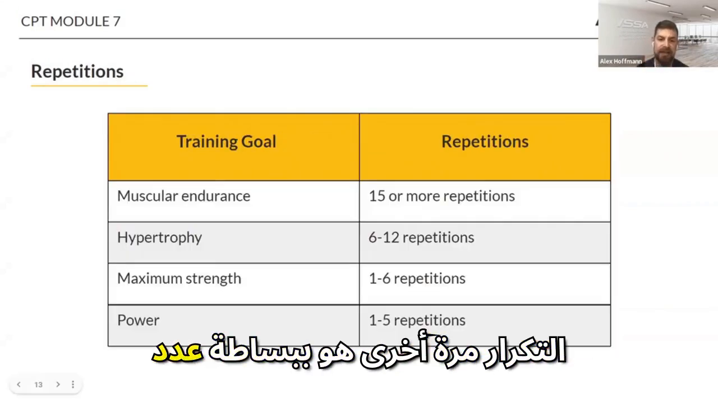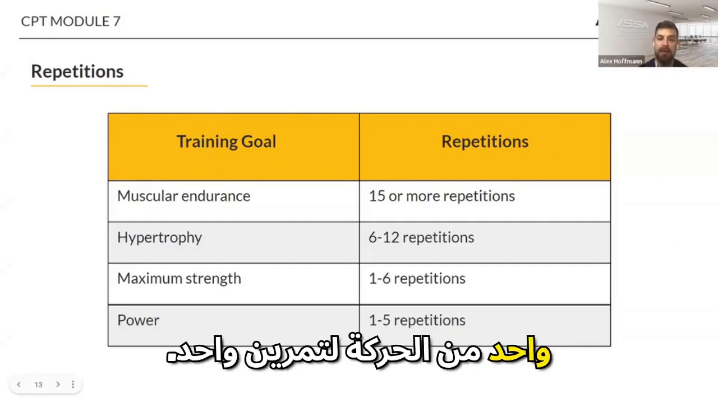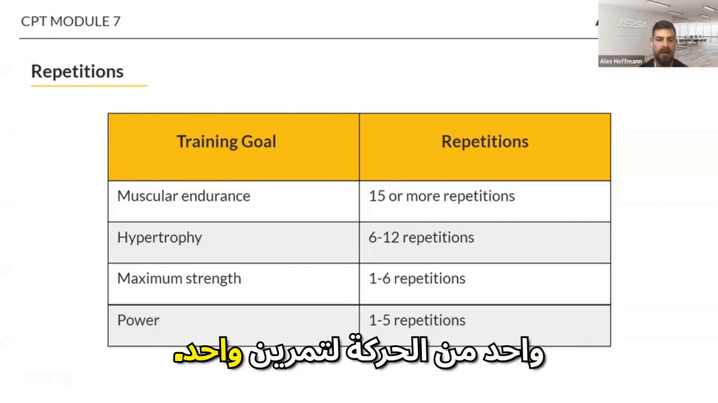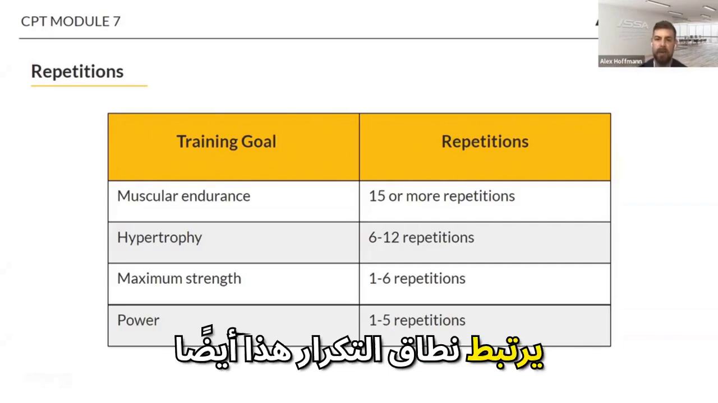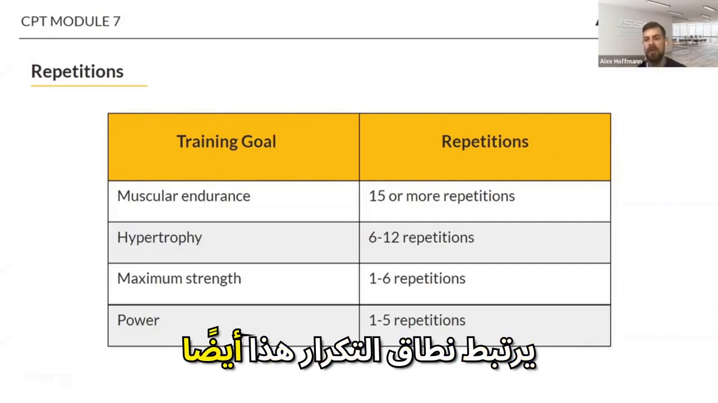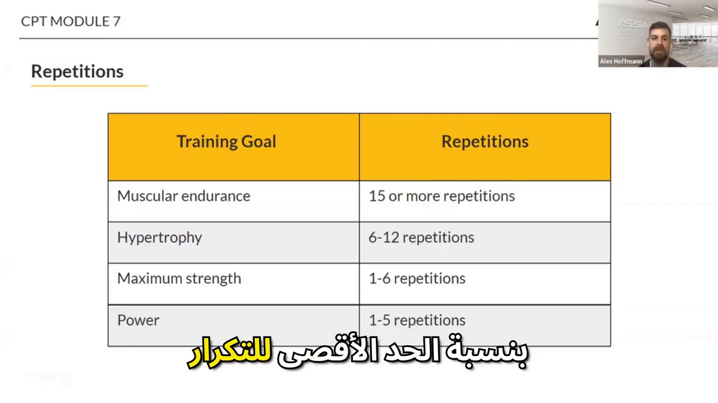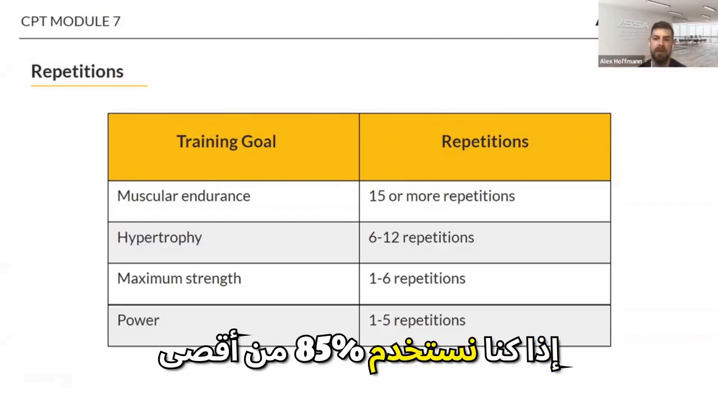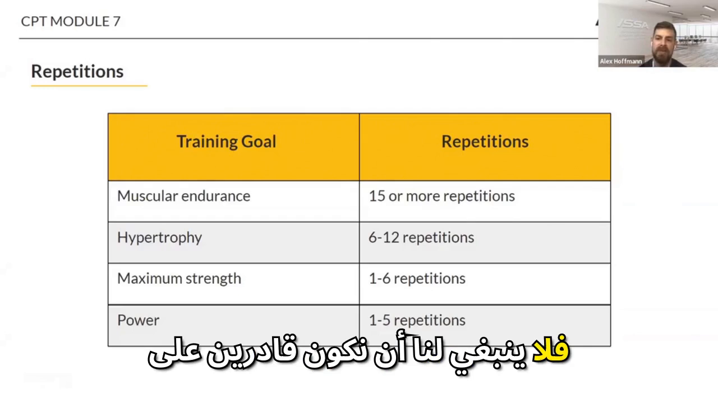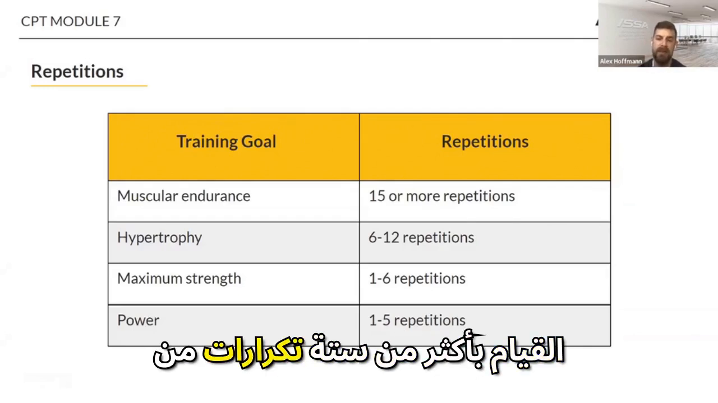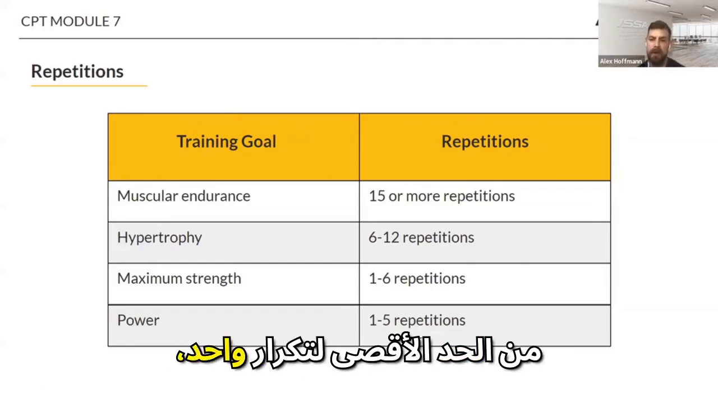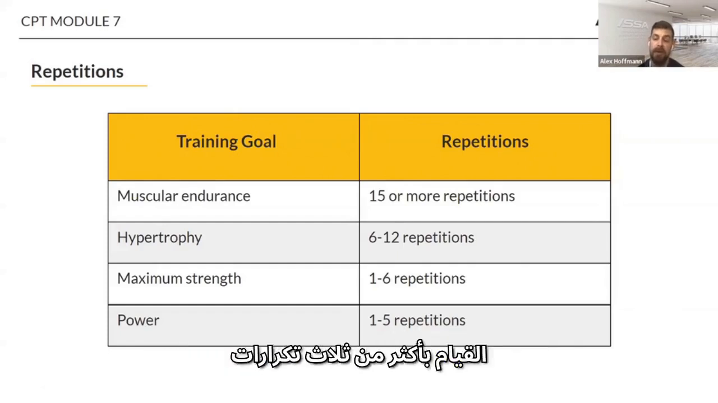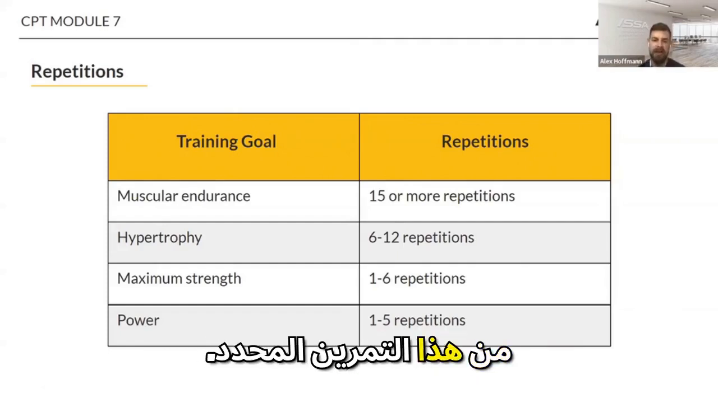Repetitions, again, is simply the amount of times that a single range of motion is completed for one exercise. Again, here we can see repetitions tied to different goals. This repetition range is also tied to percentage of 1 repetition max as well. So if we're using 85% of our 1 repetition max, we should not be able to do any more than 6 repetitions of that exercise there. If we're using above 90% of our 1 repetition max, we should not be able to do any more than 3 repetitions of that given exercise.